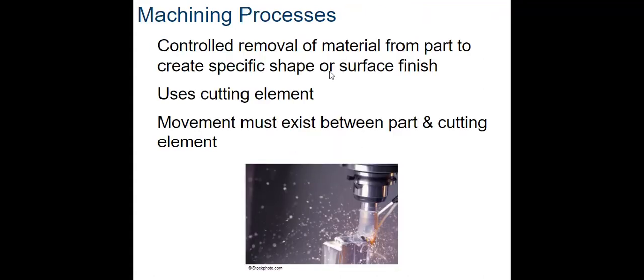Machining processes are where you're removing material. Basically, you're cutting it away very specifically so you get a certain shape. It's going to use a cutting element, and the movement needs to exist between the part and the cutting element. The CNC or computer numeric control machine that we have in room 149 is an example of a machining process.